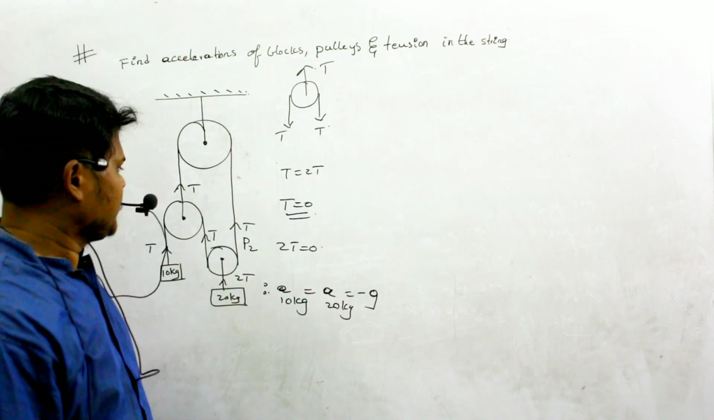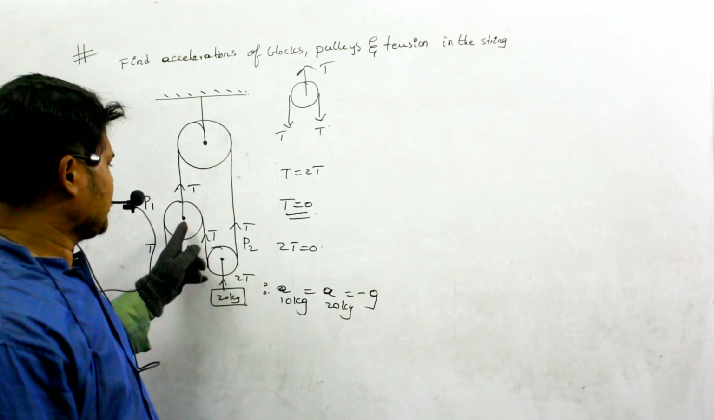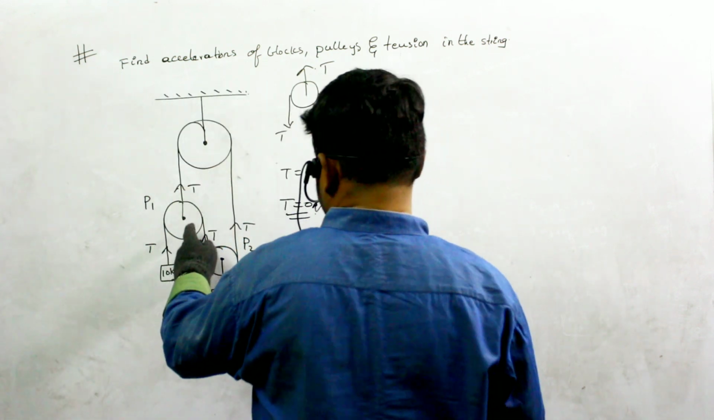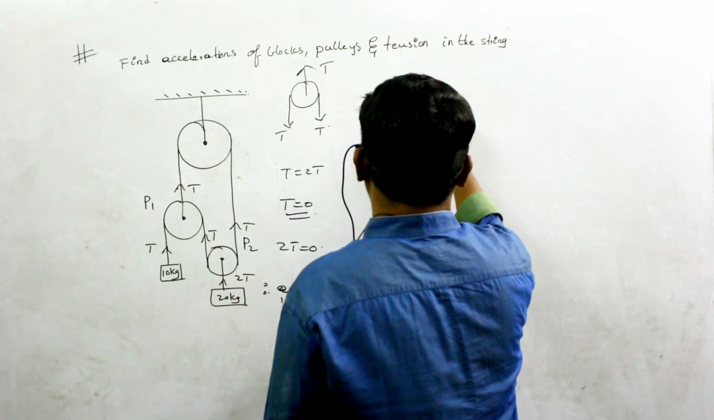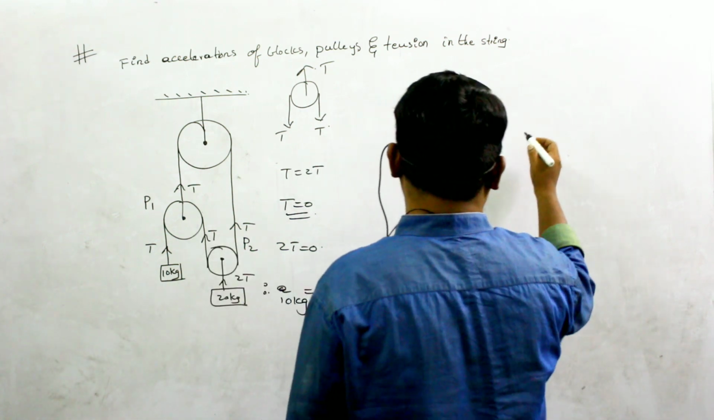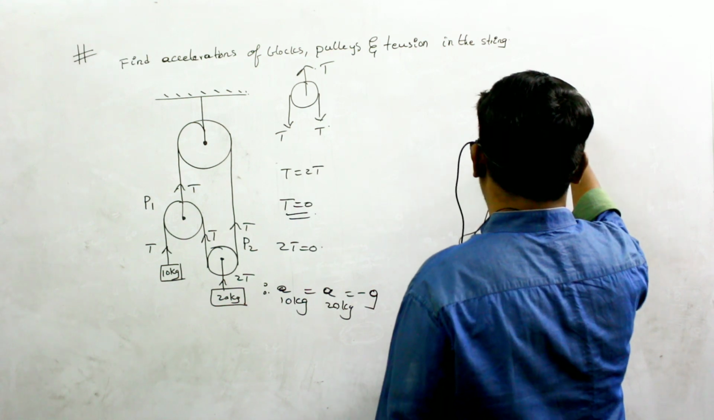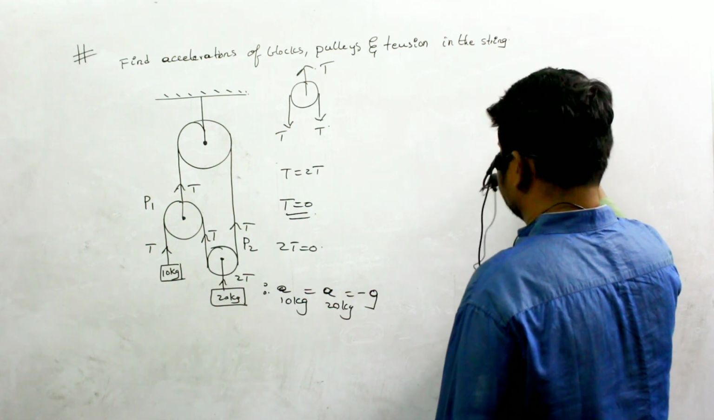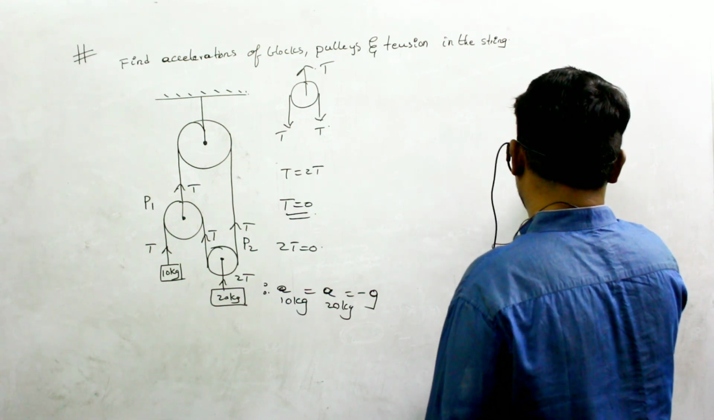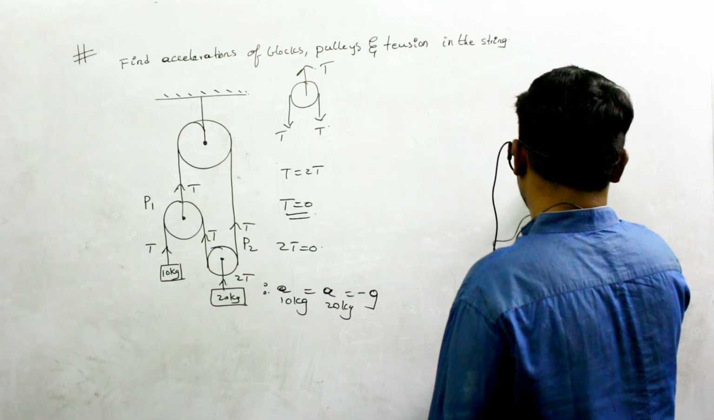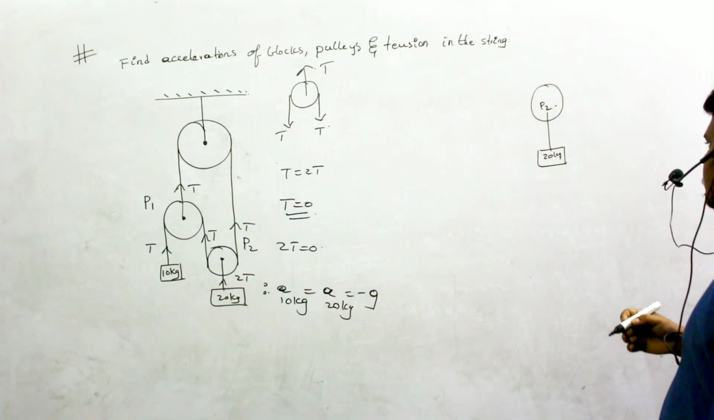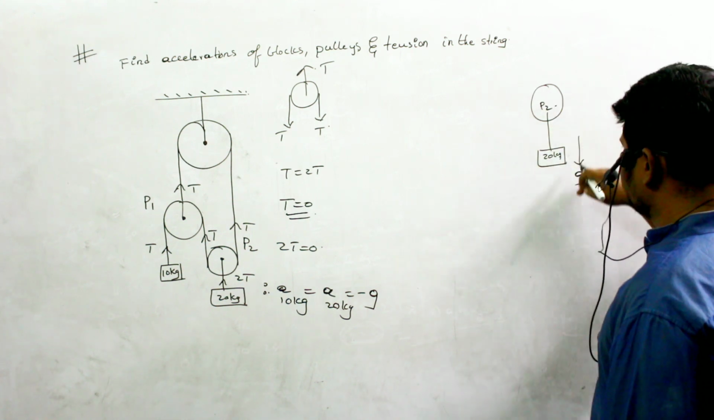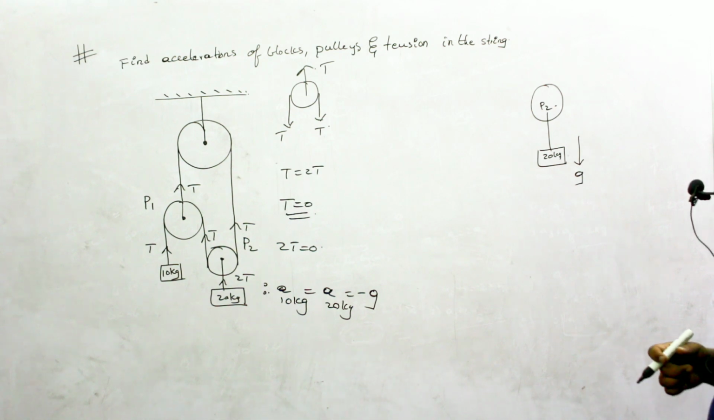Now let us study, we also have to calculate the accelerations of these pulleys. So first let us take pulley number 1 here, or let us take pulley number 2. So this is pulley number 2 here. So what are the different accelerations which are present? The block of 20 kg is coming down with an acceleration of g. So acceleration of this block is g here. So therefore acceleration of the pulley is also g in this condition.